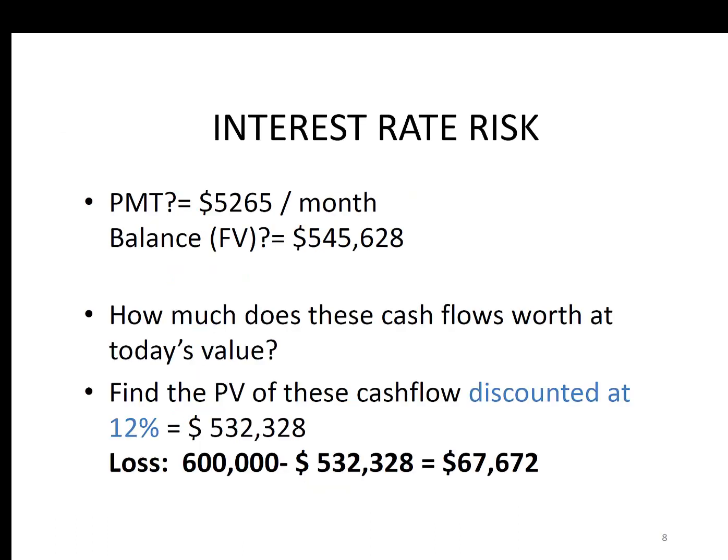So the lender gave the borrower $600,000 today, but the future value received from the borrower is only worth $532,328. The difference between these two will be the loss to the lender, because the lender signed a contract at 10%, but market interest rate jumped immediately to 12% after origination of this loan.